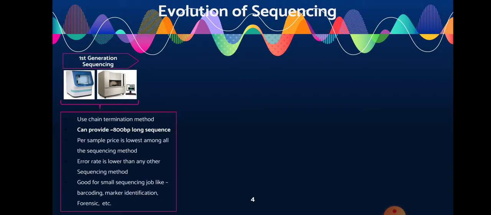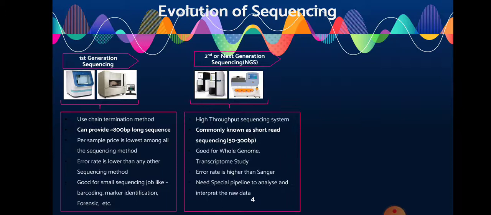Sanger sequencing is the first generation sequencing, which provides up to 800 bp long sequence. This sequencing platform uses the chain termination method and a fluorescent dye for sequencing the target template. The major drawback of this sequencing system is that it is not a high throughput system. To overcome this problem, we developed another system. It is called next generation sequencing, or NGS.